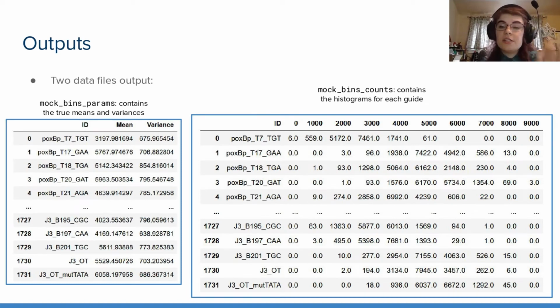And so the script will output two files. The first file contains the true mean and variance of each of those normal distributions for each guide. And the other file that's produced, mock bin counts, contains basically a data representation of those bin histograms that got generated for each of the guides.